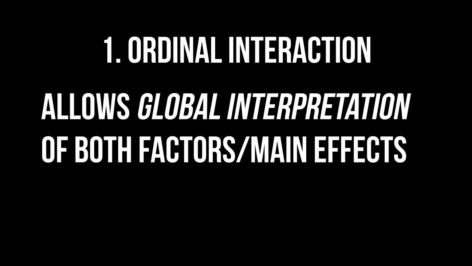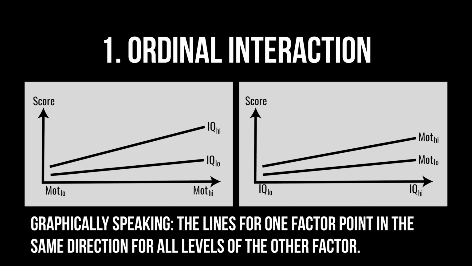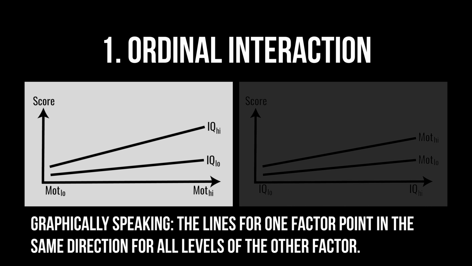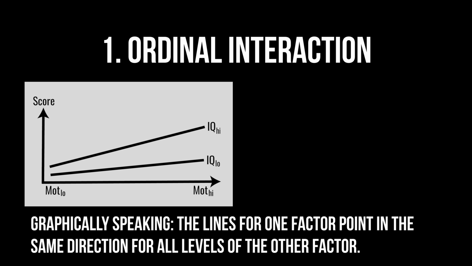The first type of interaction effect, the ordinal interaction, allows for what is called the global interpretation of both factors, sometimes also referred to as main effects. In this case, with the increase of one of the two factors, the score increases or decreases regardless of the other factor and its levels. Here it is evident that for the relationship between motivation on the x-axis and score on the y-axis, both lines point in the same direction for both high and low IQ.